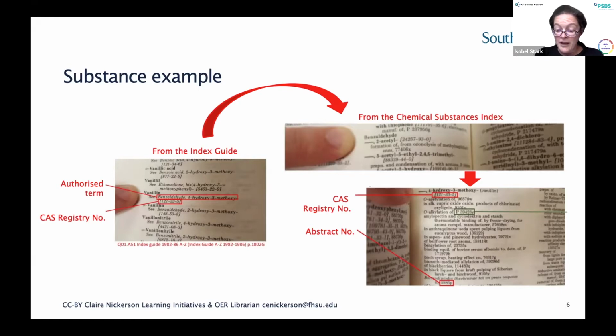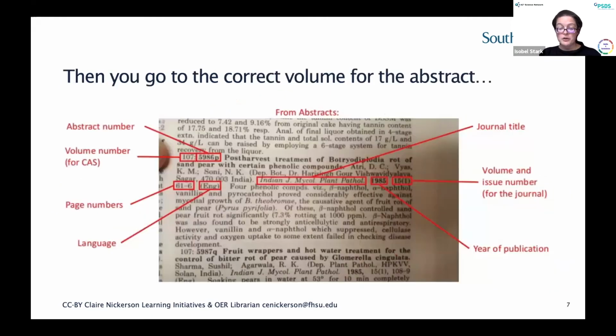And then from there, you can see all the abstracts that relate to that, and you would note down the abstract number. Then you would go to the correct volume for the abstract number, which would mean that you would have to have that abstract number in your head, go along the whole row of abstract volumes till you found the one that would contain that number, dig it out, and this 7-line abstract is what you'd actually get.